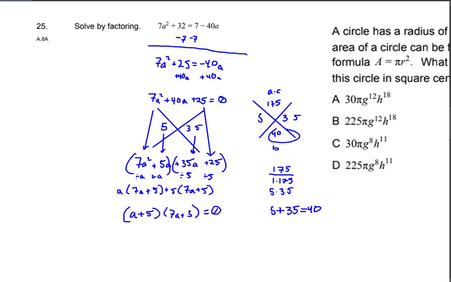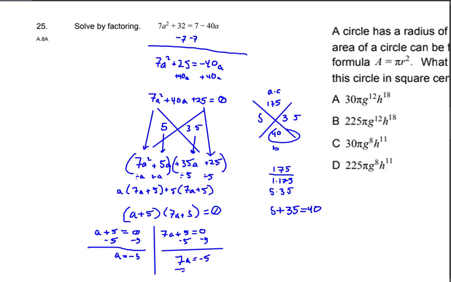Now they want us to solve it, so they actually want us to get the answers, not just the factors. So what I have to do is set a plus 5 equal to 0, right? Because if multiplying these together gives me 0, then either one of them is 0 or both of them are 0, right? So 7a plus 5 is equal to 0. So this one here, I'm going to subtract 5 and subtract 5. And I get a is equal to negative 5. This one here, I'm going to subtract 5, and I get 7a is equal to negative 5. Divide by 7, divide by 7. I get a is equal to negative 5 sevenths. Now, the only thing I have to do now is put them in order from least to greatest. That's going to be negative 5, followed by negative 5 over 7. And that's my answer.